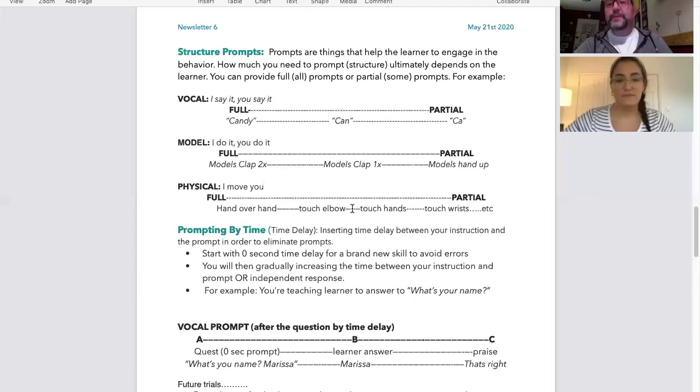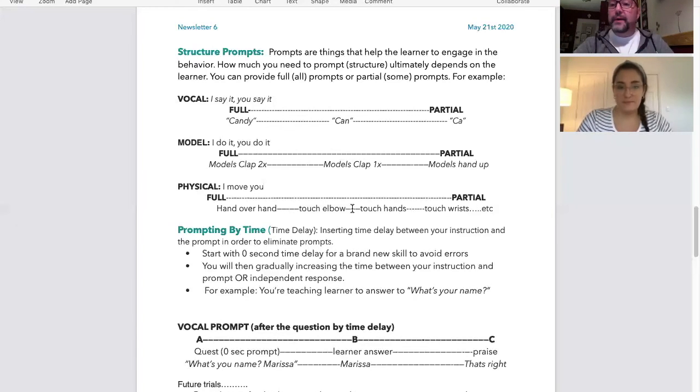If I was using physical prompts, if I was asking her to select things maybe from a table or some objects, I might say to her, hey, can you find the cup? And now it would be great if I could just model it, but if she did not have that skill, I might have to move her through some of these things. So it might look like a full physical. I might say, hey, Marissa, can you find the cup? I now grab her hand and get her to touch the cup. She touches the cup, I say, way to go, good job.